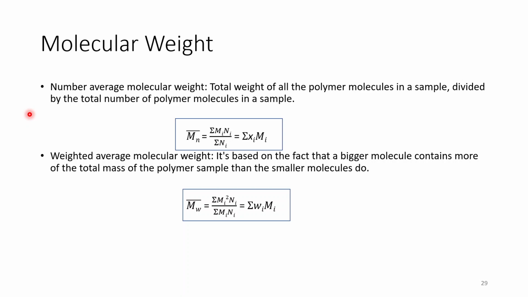And next up, you have weight average molecular weight, and this is based on the fact that a bigger molecule contains more of the total mass of the polymer sample than the smaller molecules do. So here you have to multiply the molecular weight squared times the number of chains and divide by molecular weight times number of chains.